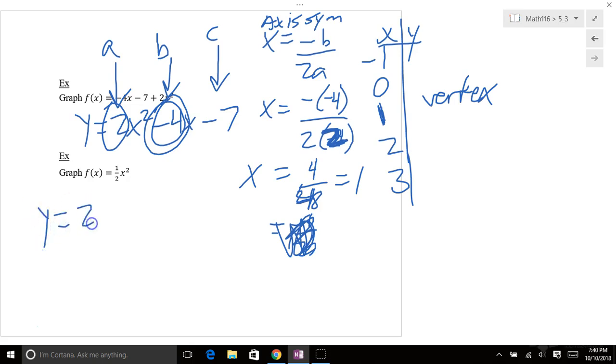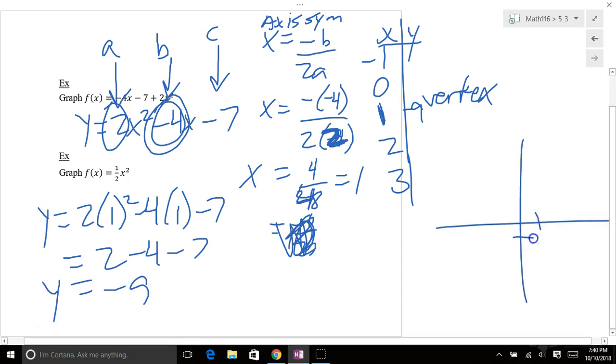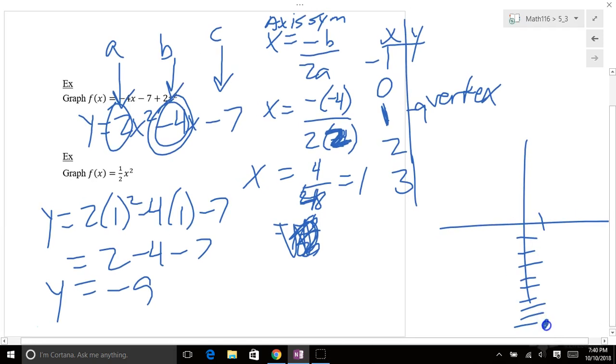So we're plugging 1 in first. 2 times 1 squared minus 4 times 1 minus 7. 2 minus 4 minus 7, so negative 2 minus 7, negative 9. So 1, negative 9 is our first point down here. Plug the 0 in, and you're going to get negative 7. Plug in that negative 1, and you're going to get negative 1. Plug the 2 in, you get negative 7. Plug the 3 in, you get negative 1.